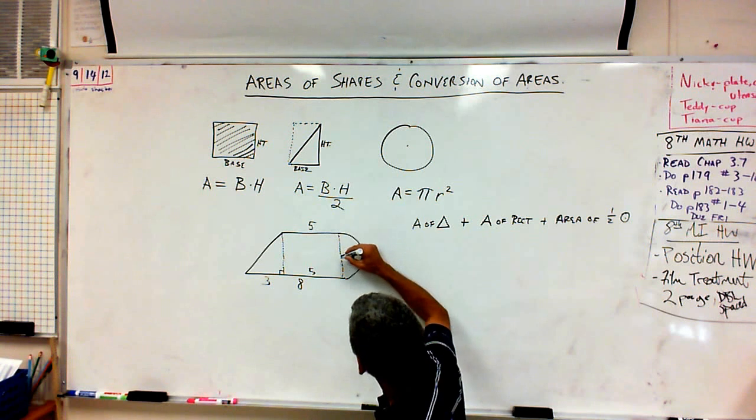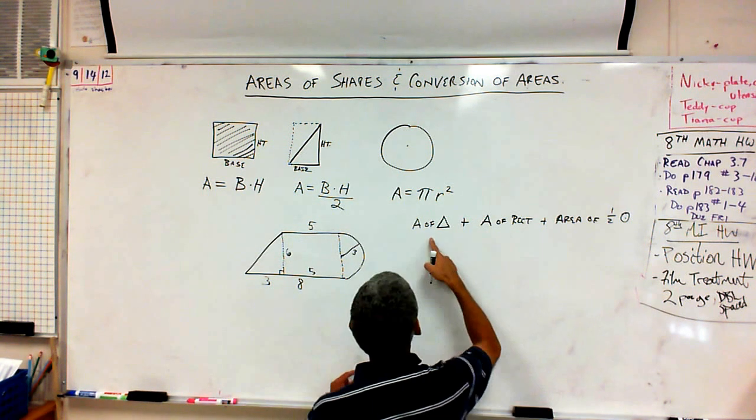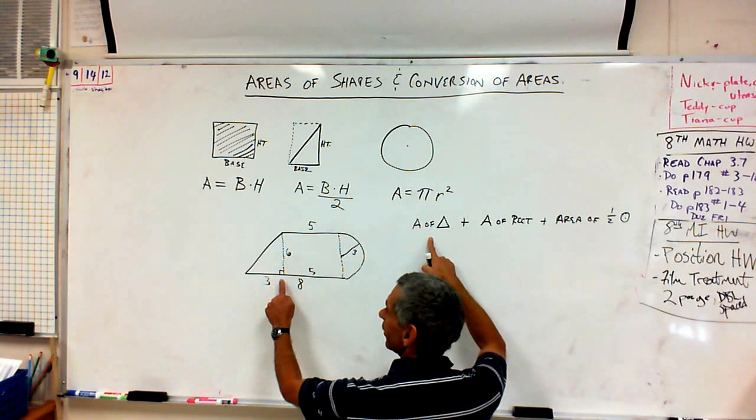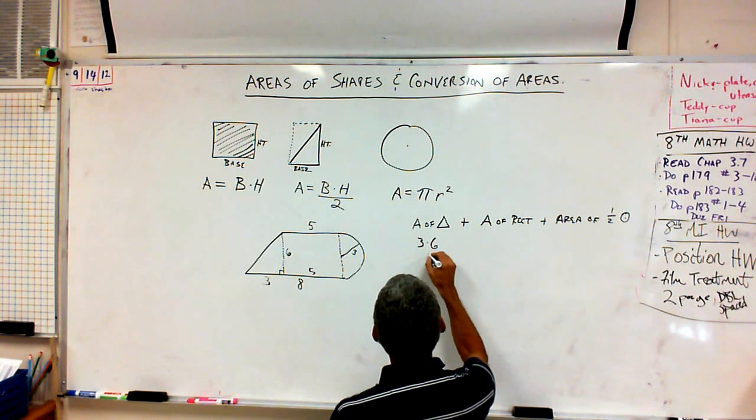From here to here is 3. From here to here is 3. So it's got to be 6. Okay, good. So now the area of my triangle is base times height divided by 2. 3 times 6 divided by 2.